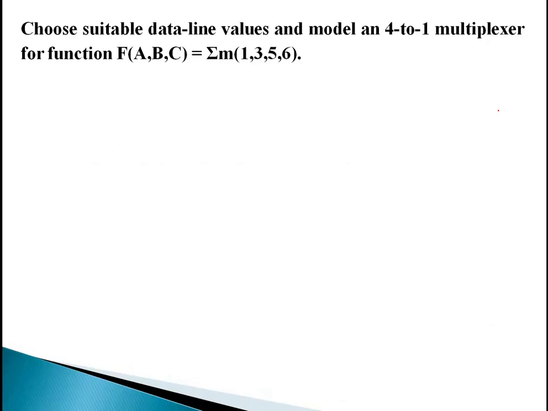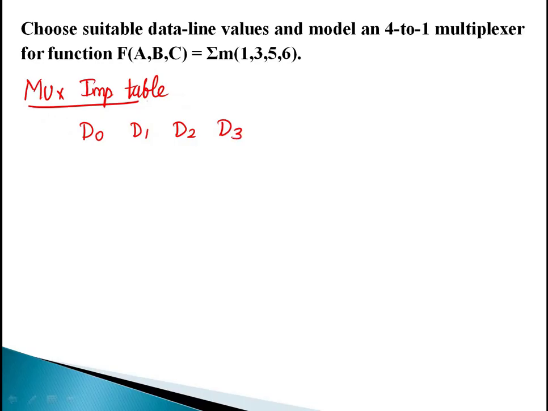Okay. So for a 4 to 1 mux, we have 4 data inputs. So that is nothing but D0, D1, D2 and D3 and one output which we will call Y. Right. So first we'll implement the mux implementation table. Okay. So in this mux implementation table, first we have to write our 4 data inputs. So D0, D1, D2 and D3.